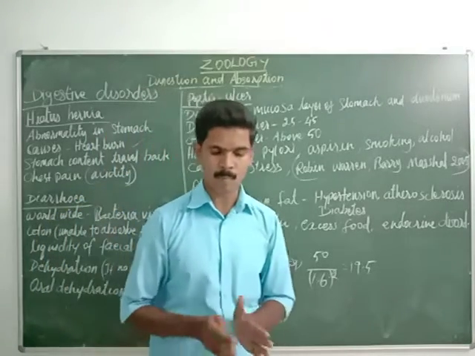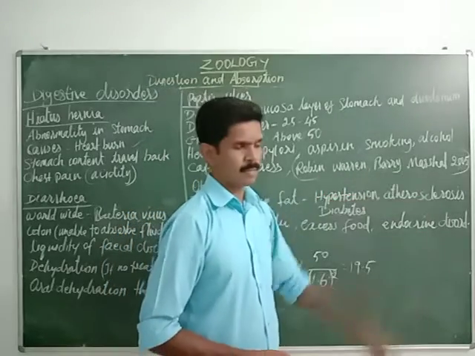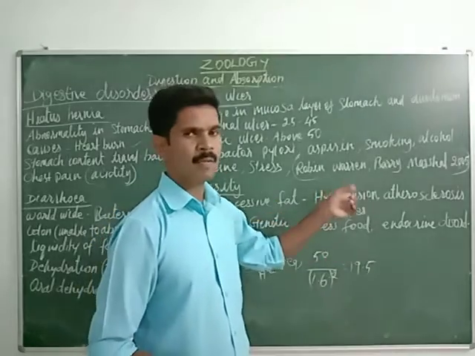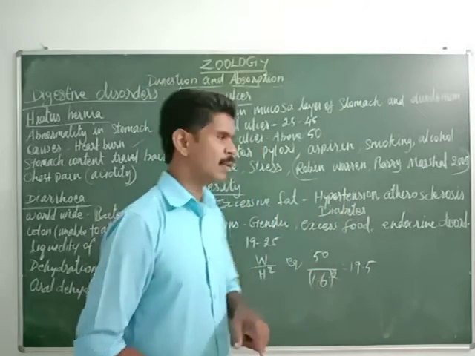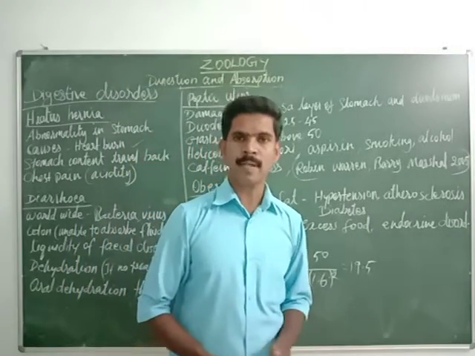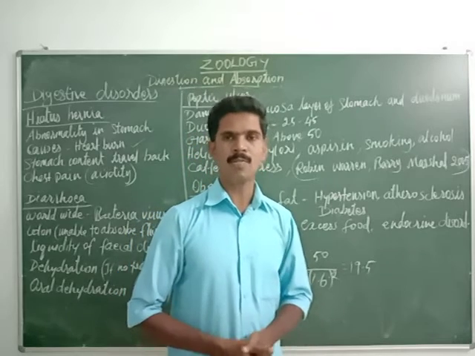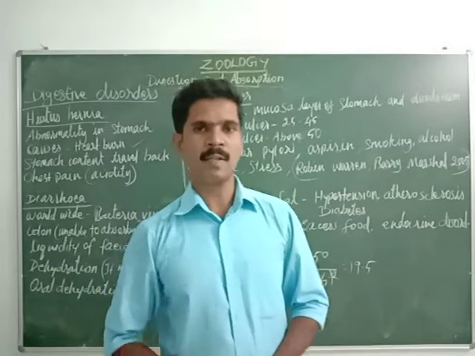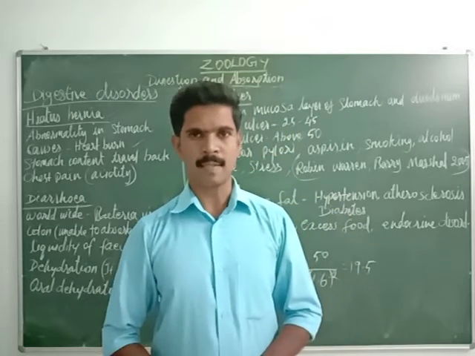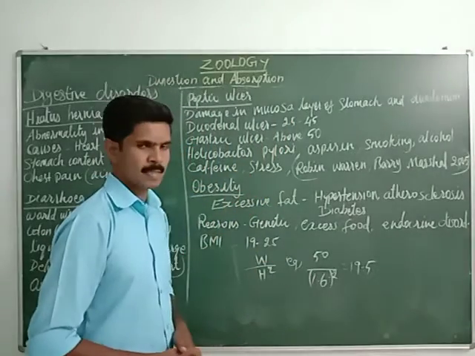Dear friends, one more question is there, dear students. See, Robin Warren and Barry Marshall. These two scientists in the year 2005 first discovered that the causative organism of this peptic ulcer is Helicobacter pylori. So these two scientists got the Nobel Prize, because they first discovered that Helicobacter pylori is one of the causative organisms for this peptic ulcer. Understand? So hope you all understood all the points about this peptic ulcer.